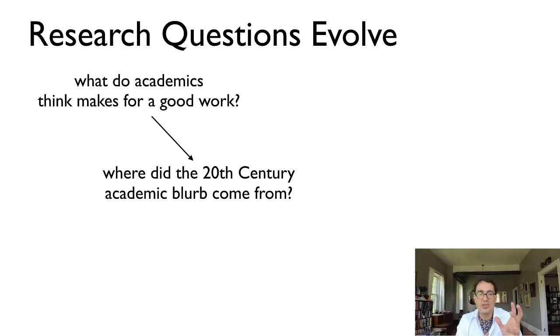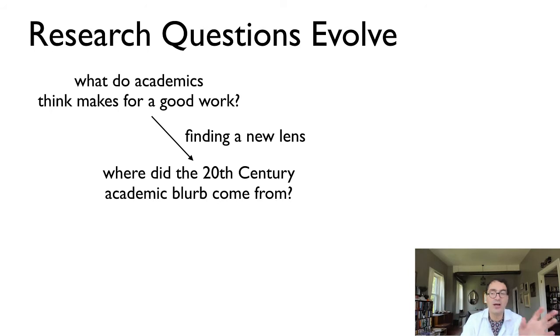And so this middle question, this middle scale question, you might think of as a new lens on that larger problem. So we have this broad research question, what do academics think makes for a good piece of work? We have this narrower one, where did the 20th century blurb come from? And over time, as you try to answer that question, whether that's through standard or traditional historical methods, or through some computational analysis, in the course of trying to answer that question, the question itself might evolve.